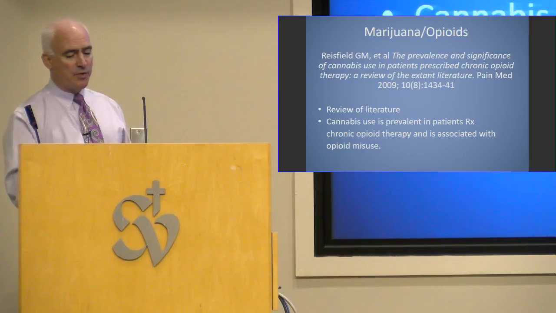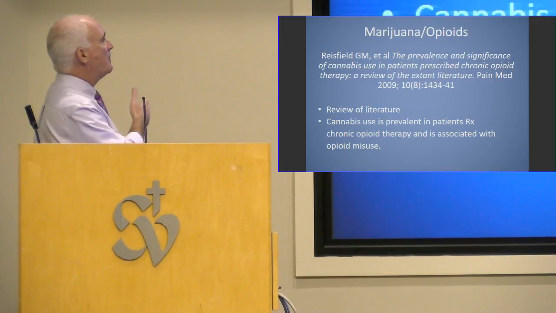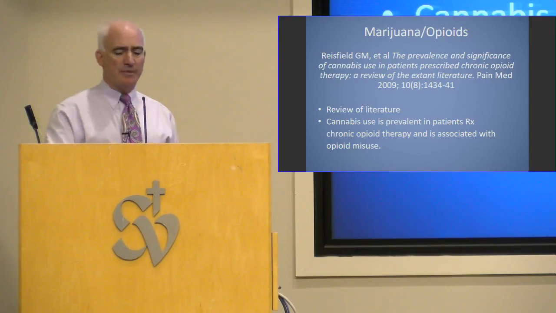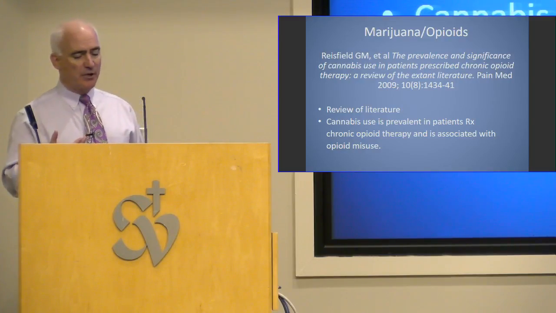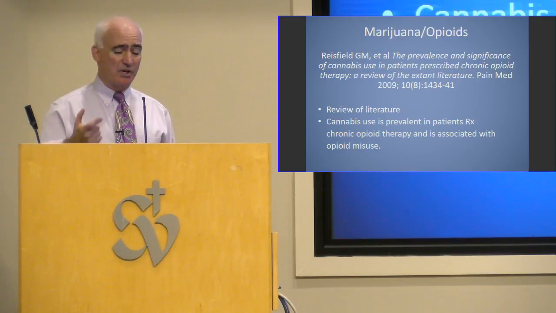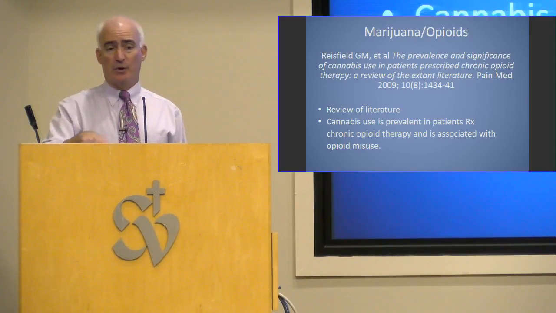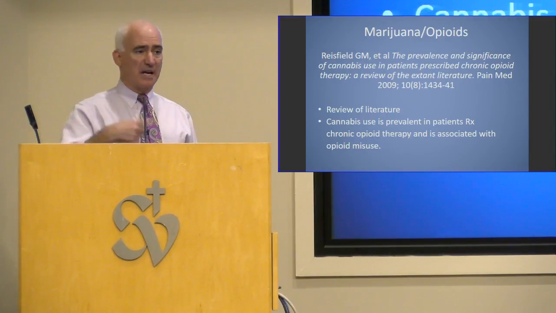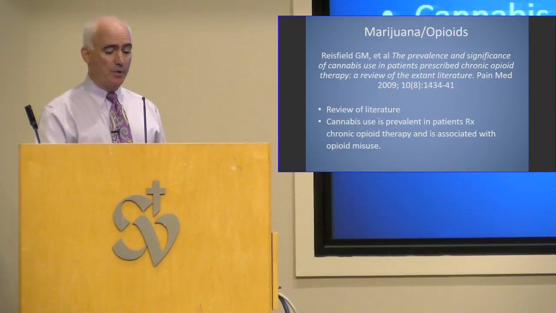Reisfeld, in 2009, on the other hand, looked at the prevalence and significance of cannabis use in patients prescribed chronic opioid therapy, and this was a review of the literature up to that point. And they found that cannabis use was prevalent in patients who were given chronic opioid therapy, and they felt it was associated with opioid misuse. So in their review, a few years prior, they said, you know what? Patients who do smoke have a higher propensity for opioid misuse.